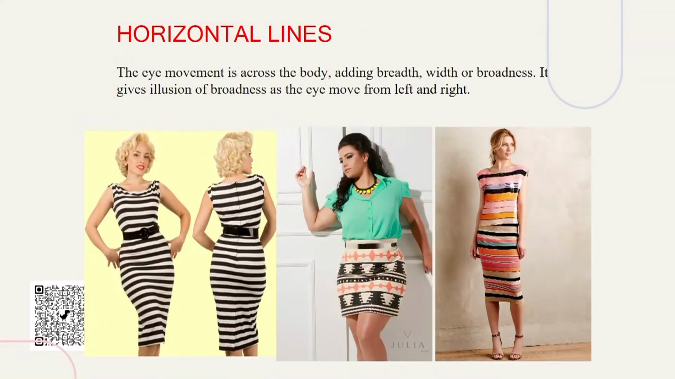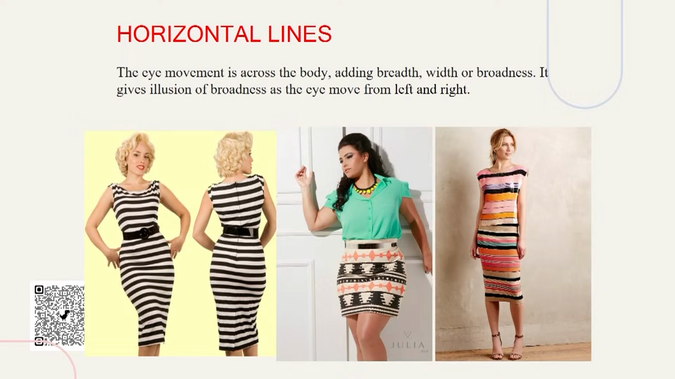Next, let's talk about horizontal lines. Horizontal lines are lines which will make your eye move across the body. They will help your eye move from left to right or right to left, and therefore they give an illusion of broadness while you are looking at any such garment.